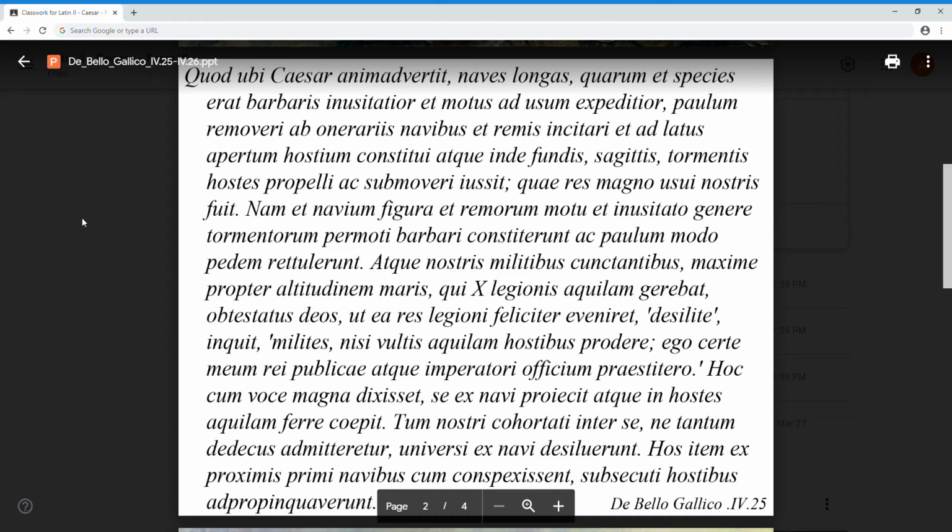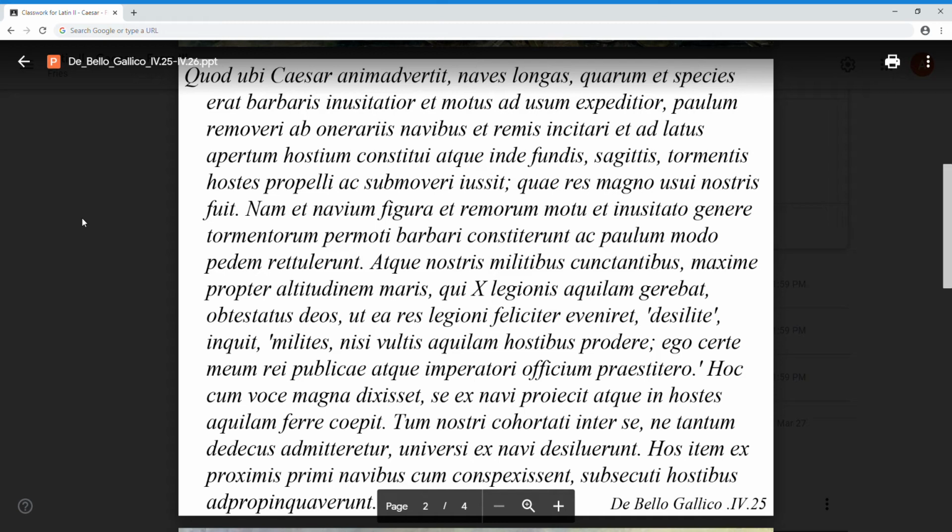To be moved back a little bit screams out for an ablative of separation, ab onerariis, from the transport ships, the load-bearing ships, et remis incitari, and to be urged on, spurred on by oars, by an onrush of oars. So by rowing very hard, you could even say, an onrush of oars, onrushing with oars, speeding forward with oars. Remis is ablative of means.